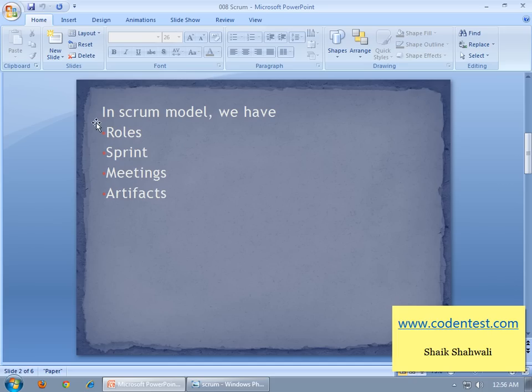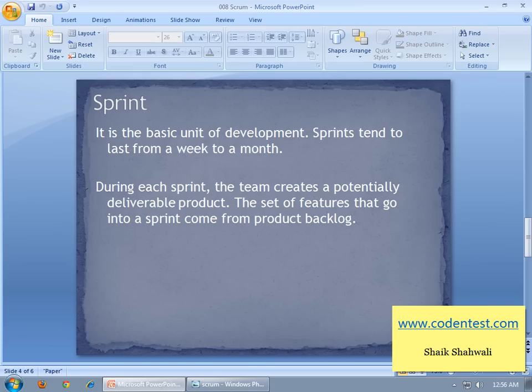So roles, we finished with roles. Now we have sprint. Now sprint is the basic unit of development. It typically lasts between 1 week and 1 month. And during each sprint, team creates a potentially workable product. That is, a part of workable software is delivered.